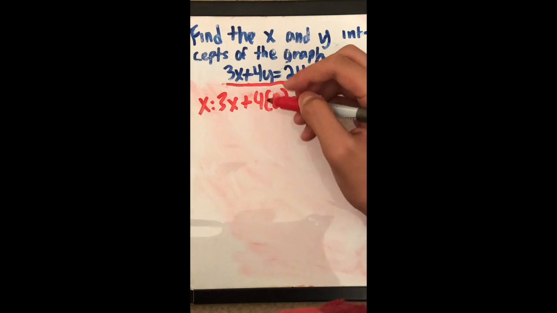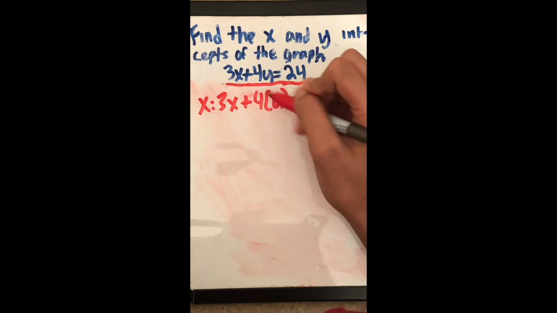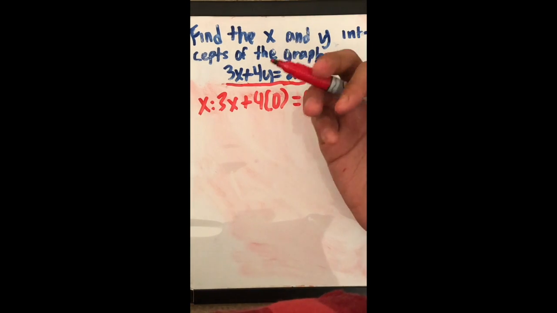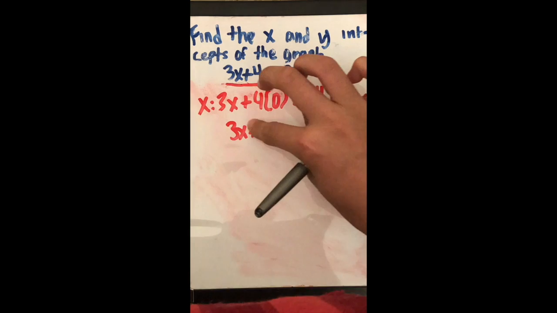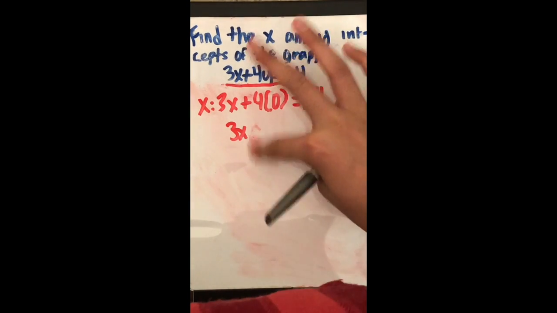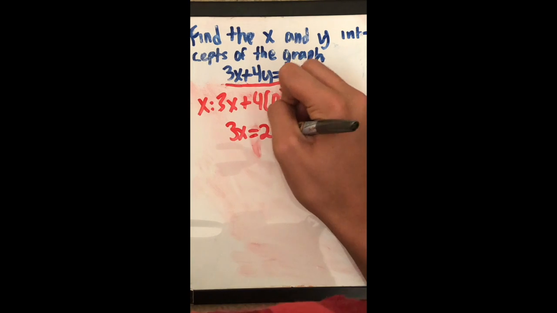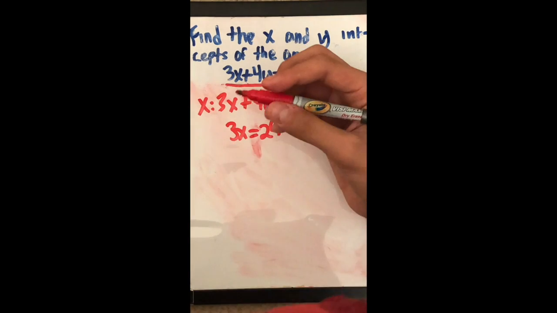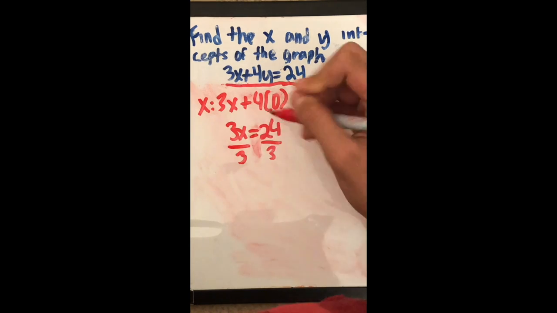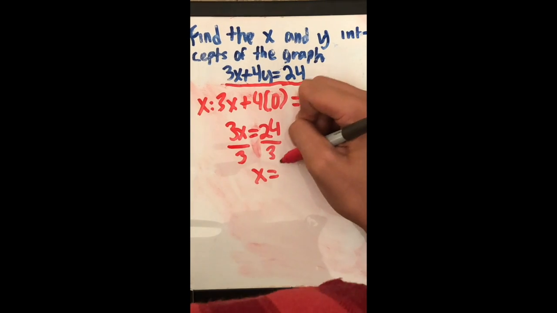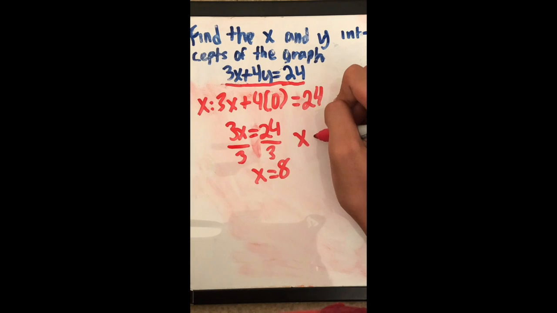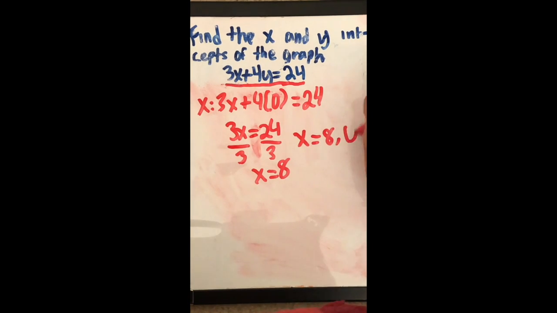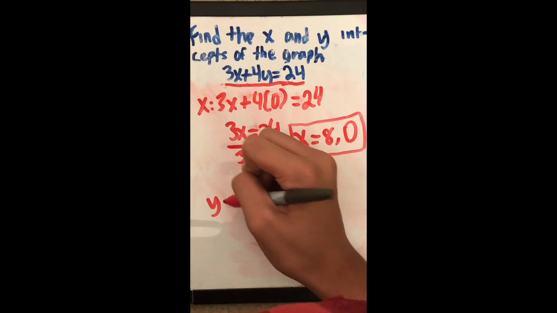Now, 4 times 0 is 0, so basically that's nothing. You don't rewrite that. Some people make the mistake of rewriting that, and that basically just screws up the whole thing. So we want to write again, 3x equals 24. So now, simple, you just want to divide by 3 on both sides, and the x equals 8. Because 3 times 8 is 24. And so now let's write the x-intercept is 8 and 0. That's your x-intercept. Okay? Now let's do the y-intercept.